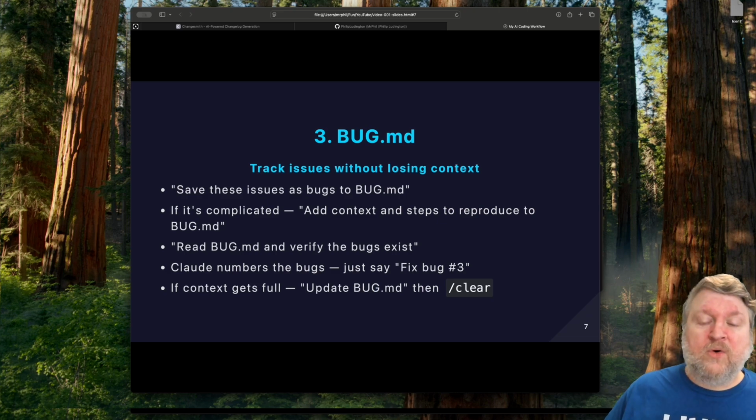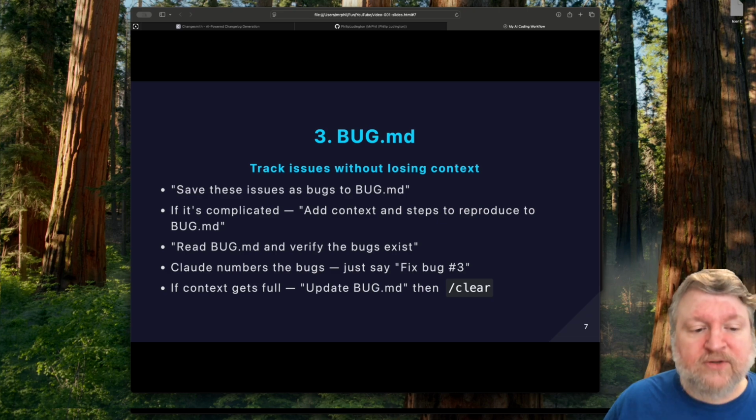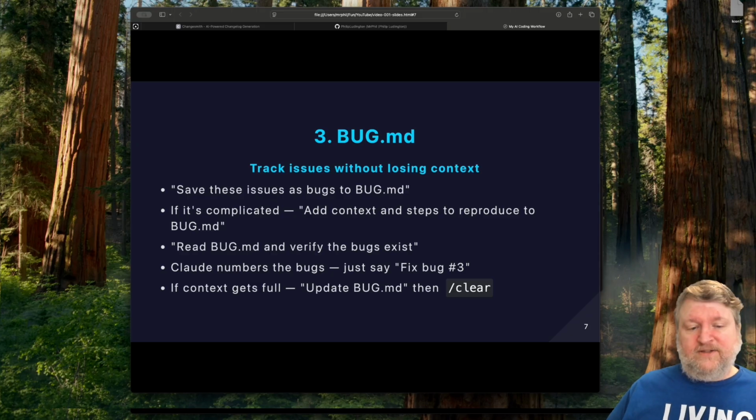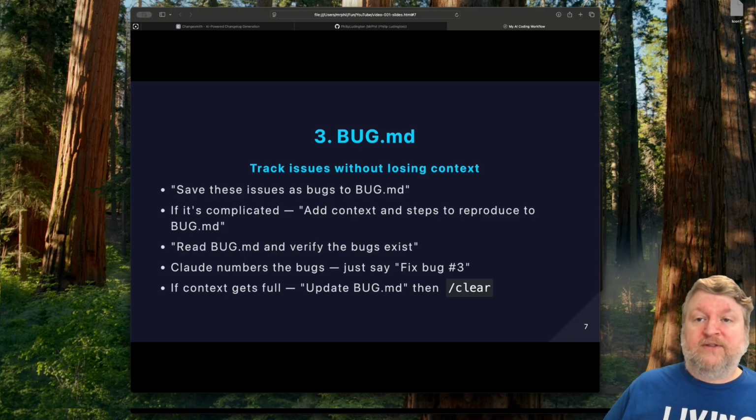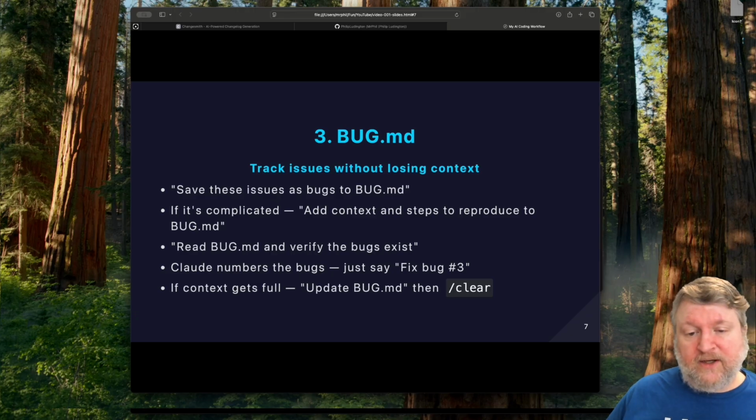Sometimes I'll know or figure out through iteration that a bug is extra complex, and so then I'll tell it to add context and steps to reproduce the bugs in the BUG.md file. And then I'll write out the bugs into the bug file, and I'll ask it to verify them, because there is a chance that there's a false positive. It's nice to know that you've double checked and that the bugs are really there. The way my format works is the bugs all get a number, so I can just tell it fix bug 3 and it'll go through and address that bug.